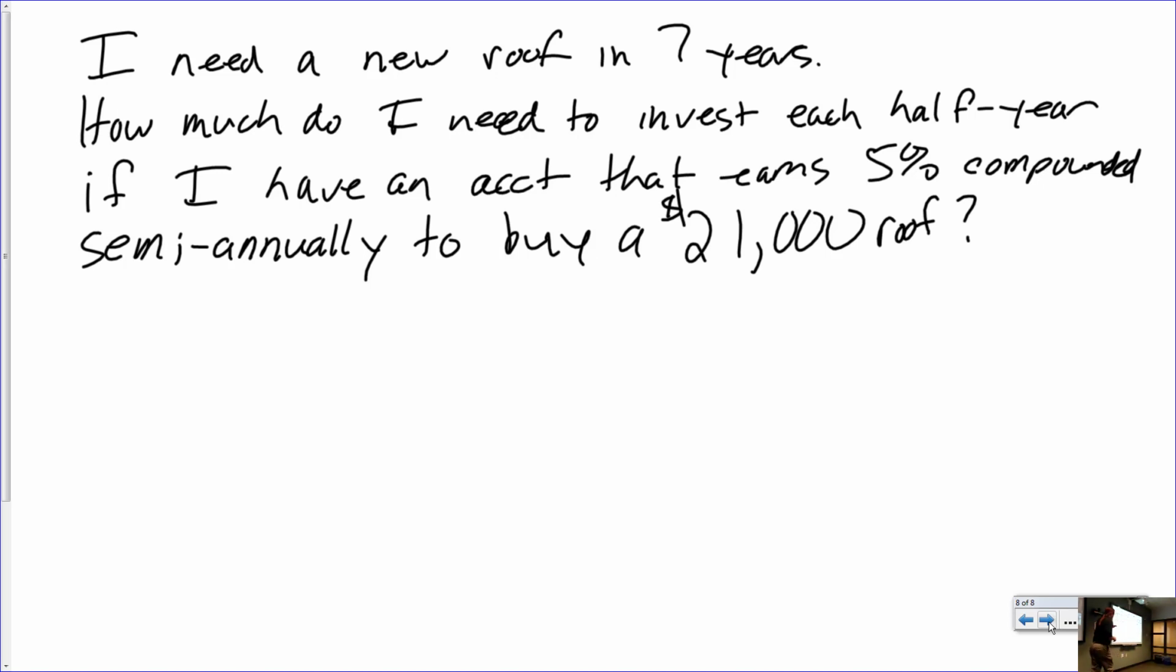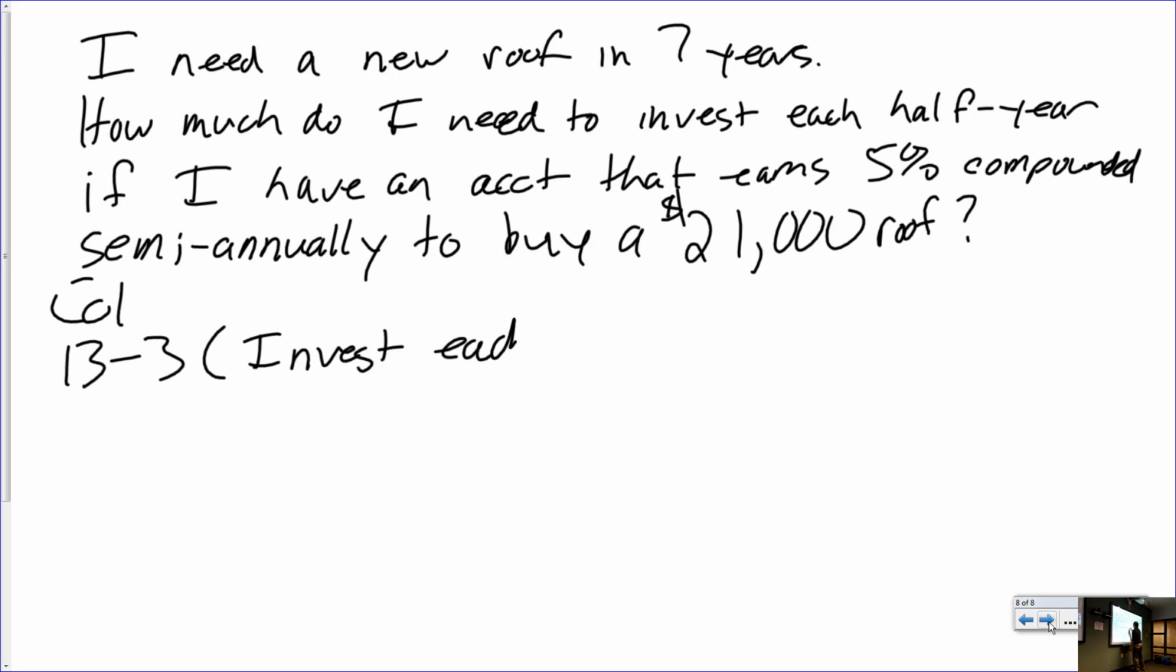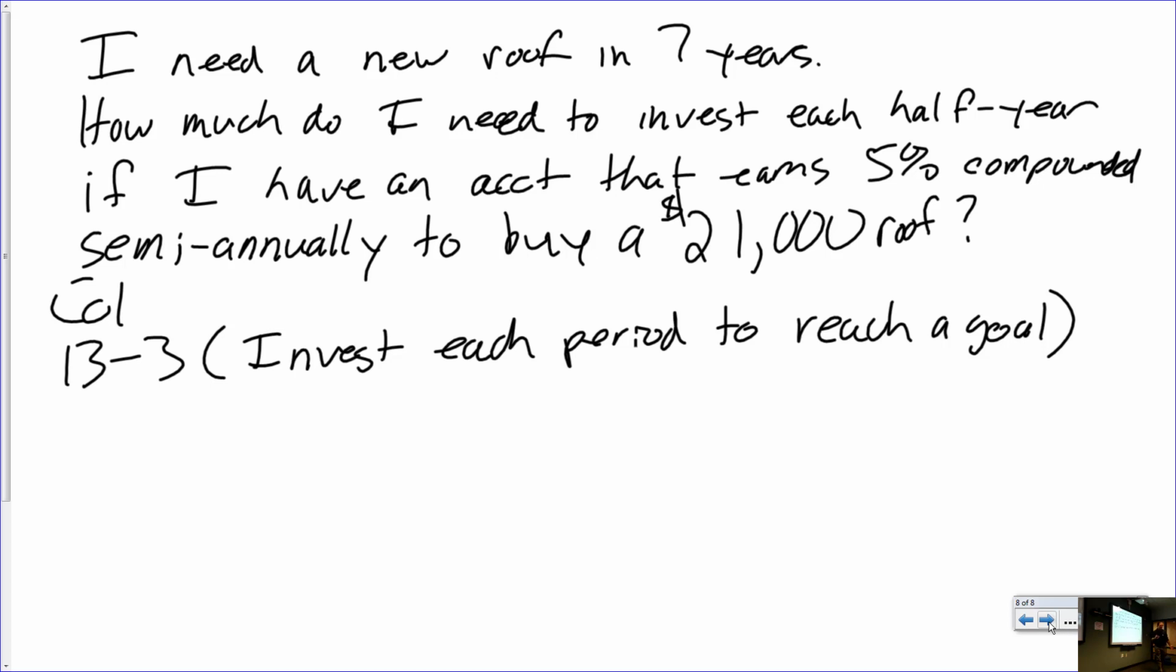So, I am investing to reach a goal. That's what column 13-3 answers. I'm investing to reach a goal every period. All right? Column 13-3. Invest each period to reach a goal. Right, that's what 13-3 is for. Again, the mechanics are all the same.